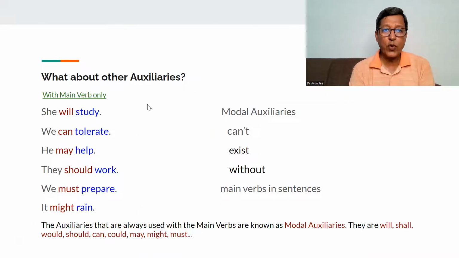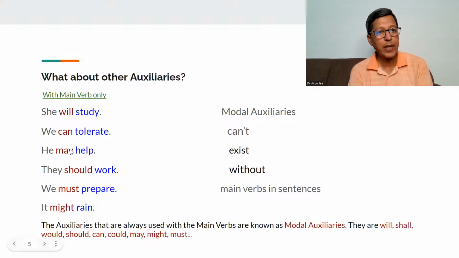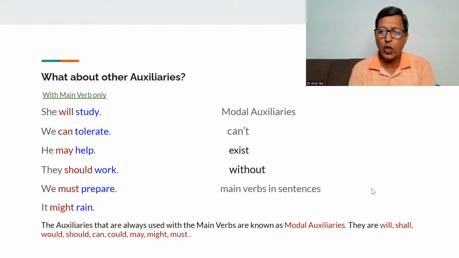There are other types of auxiliaries also, which can be used only with the main verbs. As you can see, will, can, may, should, must, might. The examples in sentences are, she will study, we can tolerate, he may help. Of course, all these auxiliaries use the main verbs, but can they be used without the main verbs also? No, they can't. So they are different from the primary auxiliaries and they are known as modal auxiliaries. The list is here: will, shall, would, should, can, could, may, might, must. Not the complete list, but I have taken all the common modal auxiliaries. The uncommon ones like ought to or need, etc., I have not included.